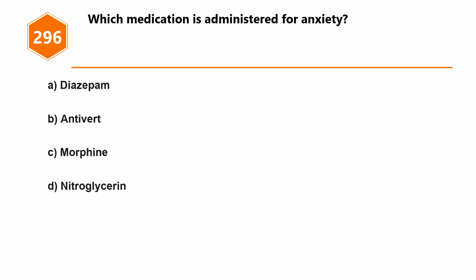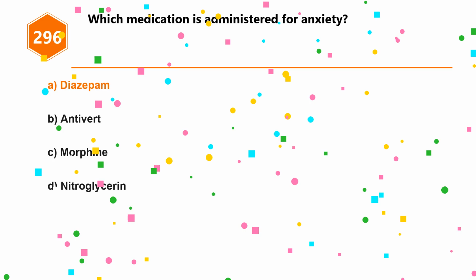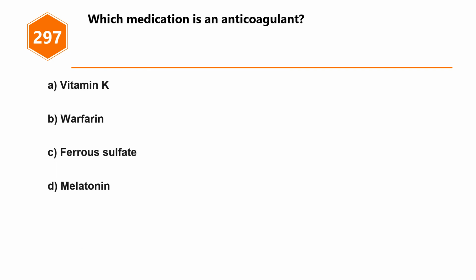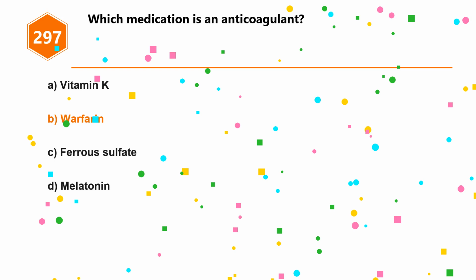Question 296. Which medication is administered for anxiety? Option A, diazepam. Option B, Antivert. Option C, morphine. Option D, nitroglycerin. The correct answer is option A, diazepam. Question 297. Which medication is an anticoagulant? Option A, vitamin K. Option B, warfarin. Option C, ferrous sulfate. Option D, melatonin. The correct answer is option B, warfarin.